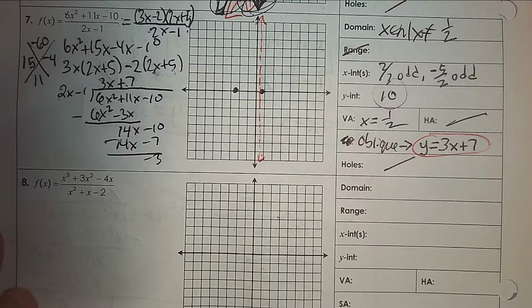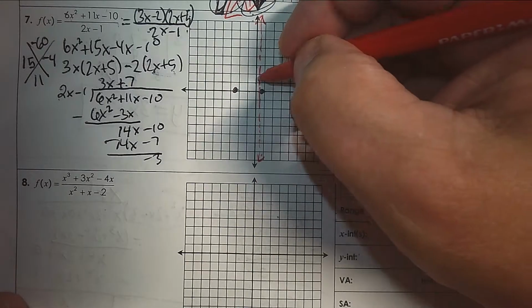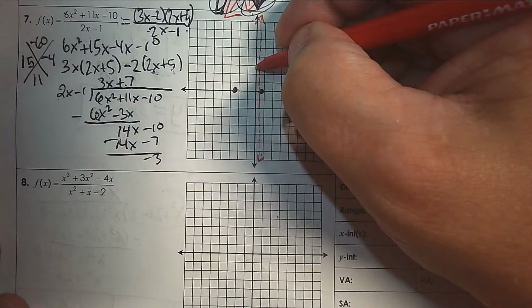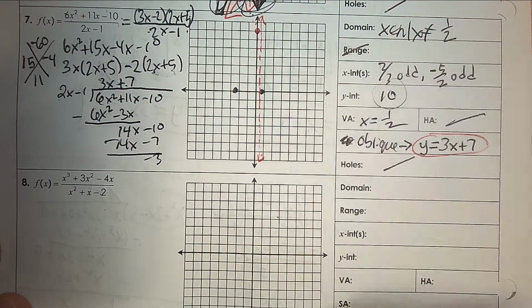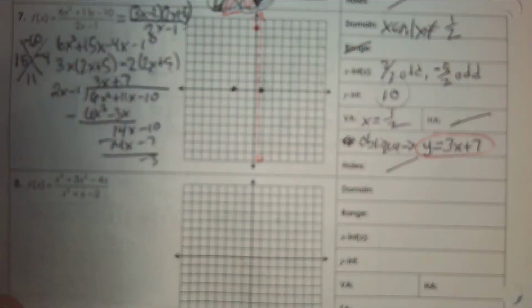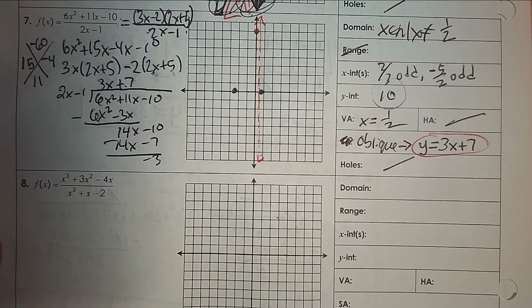So 3x plus 7. Do you know how to graph that? Yeah. Where do I start? 7. So I'm going to count 1, 2, 3, 4, 5, 6, 7. Then what do I do? And then you go 3. And what do I do? You go to 3.